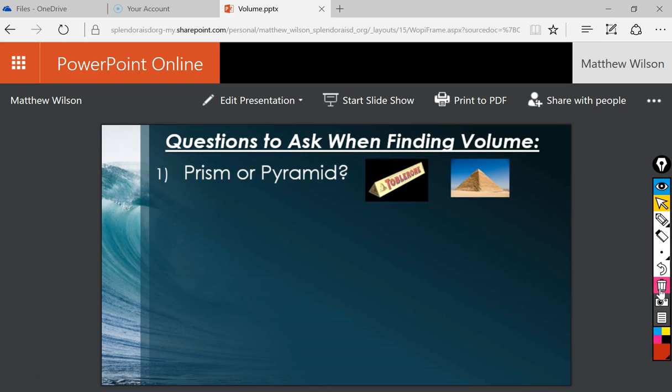And this is the gist of this whole slide, or this whole PowerPoint. You have 4 questions you have to ask yourself, and if you can answer all 4 questions, you have all the information that you need to find volume. First, you have to ask yourself if it's a prism or a pyramid. Pyramids are the pretty obvious ones. They only have 1 base, and they have 4 edges that come together to form a point.